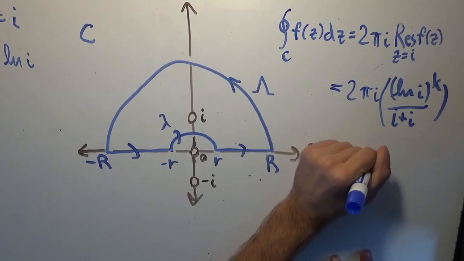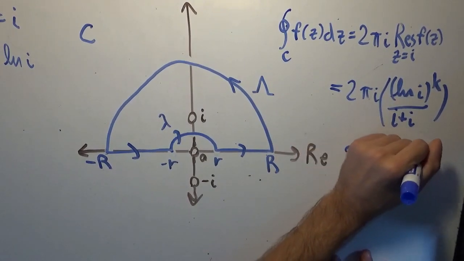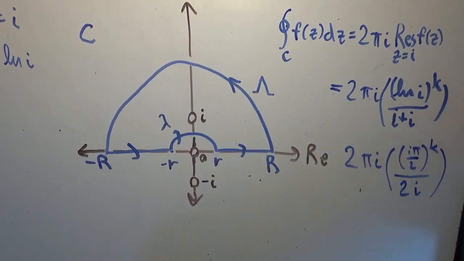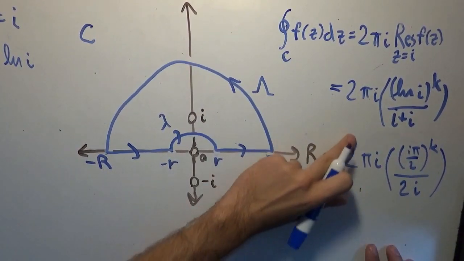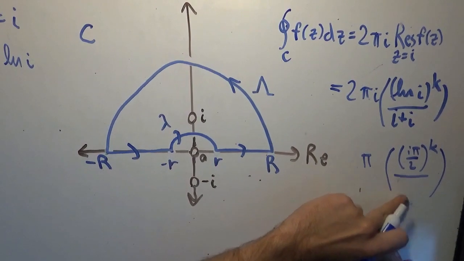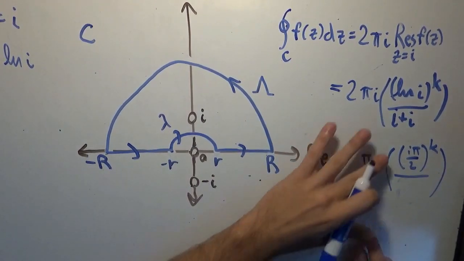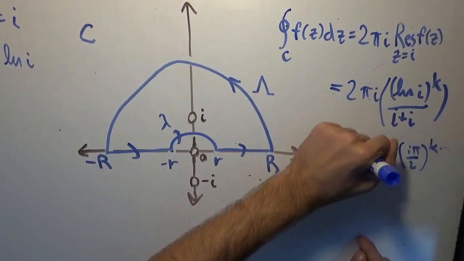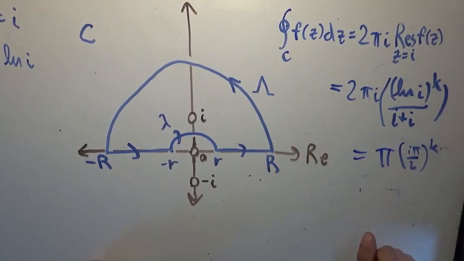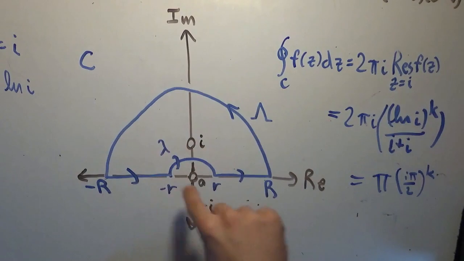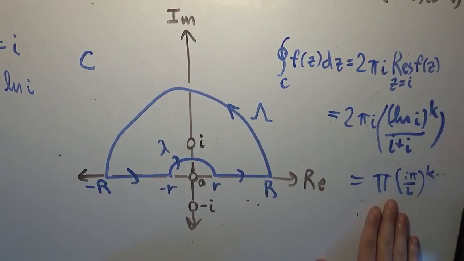So we get 2 pi i times (i pi over 2) to the power of k divided by 2i, right? That's what we end up with. The 2 i's cancel, right? Because it was 2 pi i over 2i, and the 2 times i's cancels. And we're left with a simpler expression, and we get pi times the quantity (i pi over 2) to the power of k. So this is what the integral over this function is equal to when you do it around the whole curve. Okay? So that's what we're going to have this set equal to.